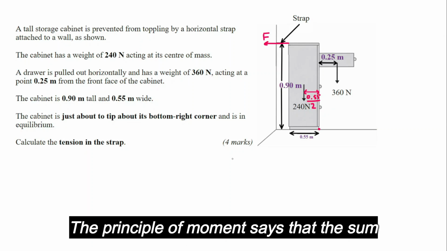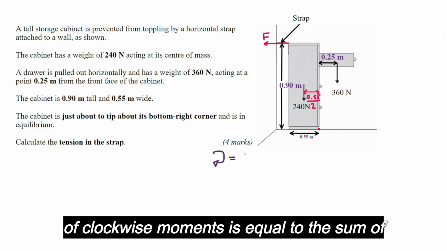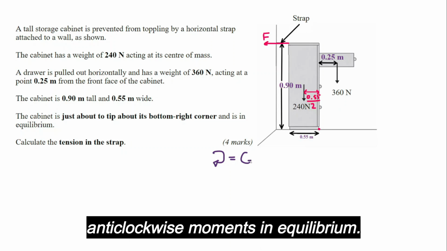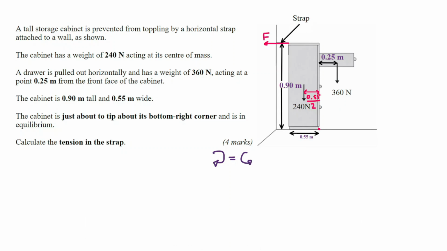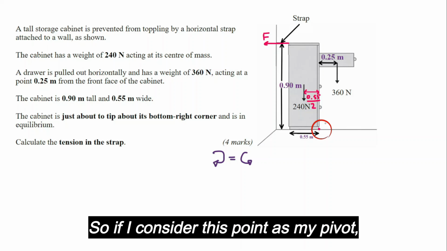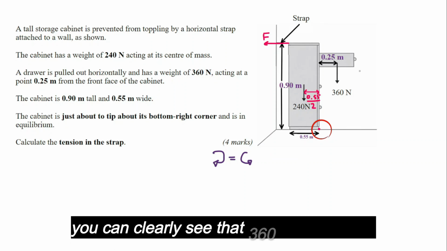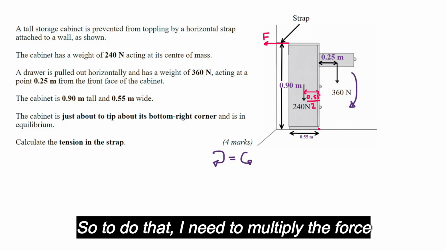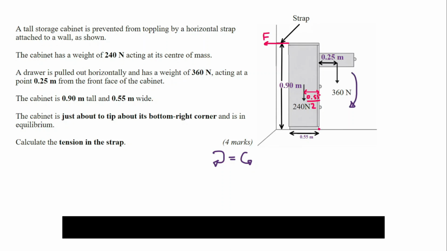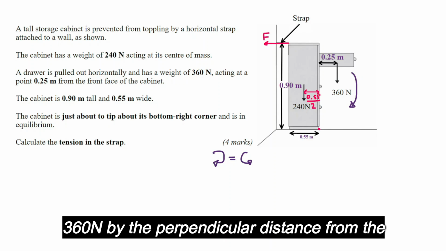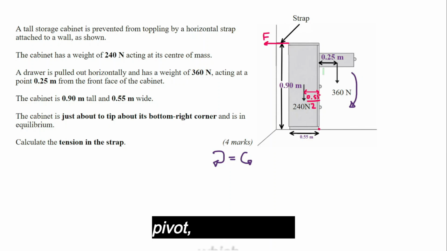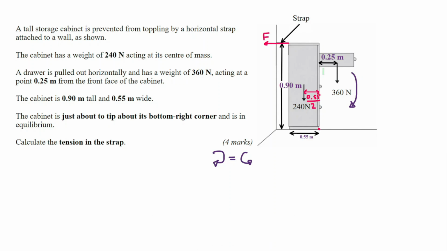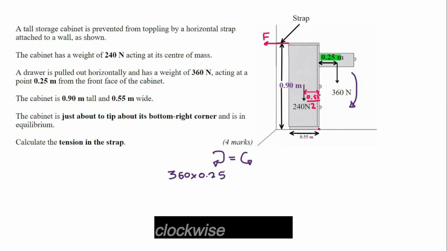The principle of moments says that the sum of clockwise moments is equal to the sum of anti-clockwise moments in equilibrium. So let's consider that. If I consider this point as my pivot, you can clearly see that the 360 newton force creates a clockwise moment. So to do that, I need to multiply the force 360 by the perpendicular distance from the pivot, which is 0.25. That is the only clockwise moment.